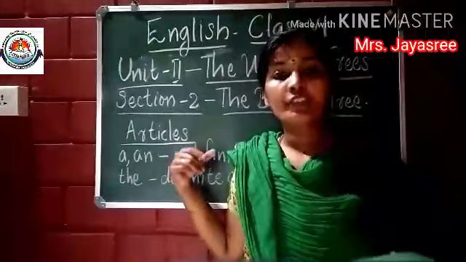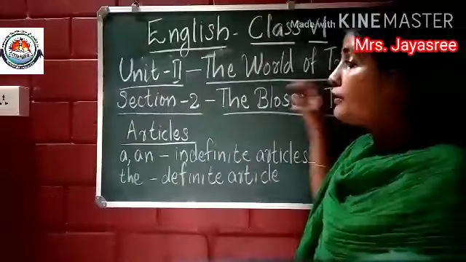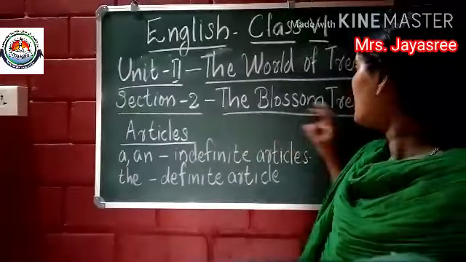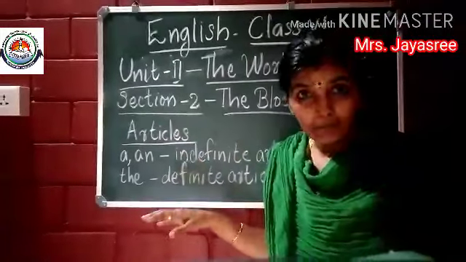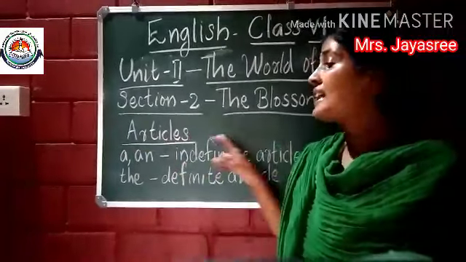And today we are going on with the continuation of the lesson. We were discussing the second unit, the world of trees, and we have completed section 2, the blossom tree, and we are going on with the grammar parts. The first part of grammar discussed in the lesson is articles.